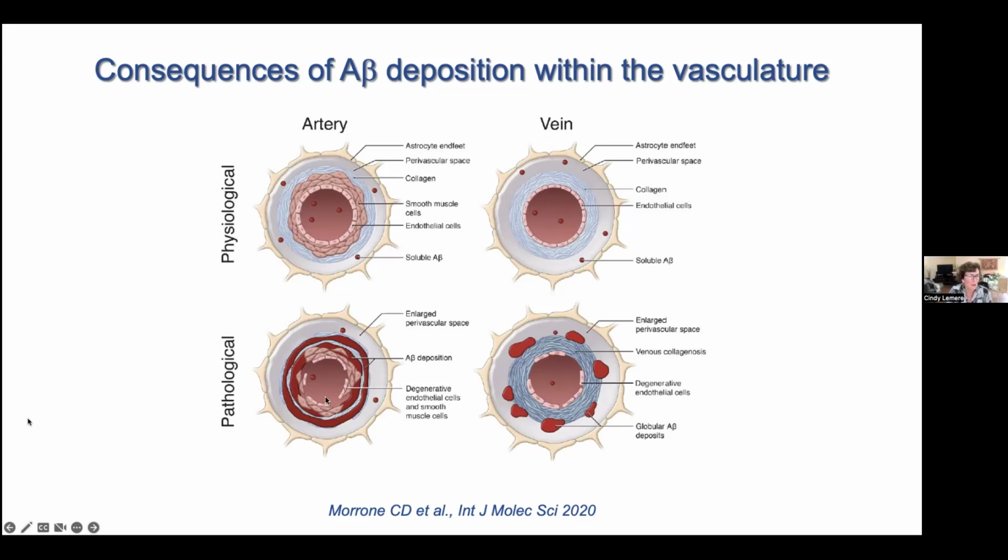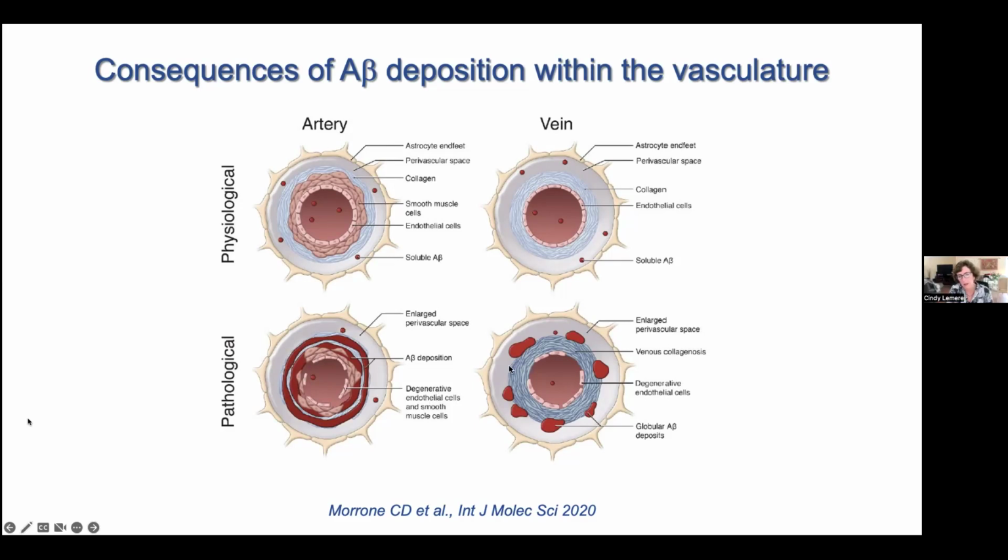So what I want you to notice here is that there's enlargement of perivascular space and there's disruption that basically goes right from the bloodstream to this layer here that contains the amyloid. And there's also this enlargement of the perivascular space.